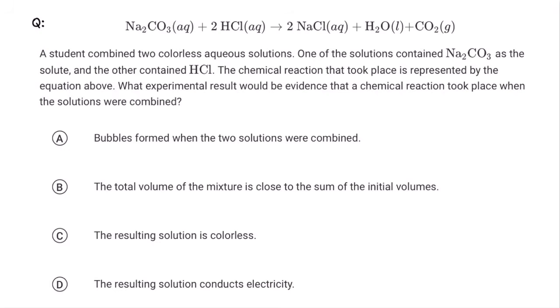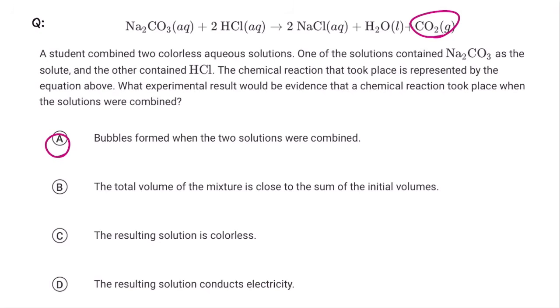What experimental result would be evidence that a chemical reaction took place when the solutes were combined? Usually chemical reactions are accompanied by formation of gases, light, or heat, so you can observe a couple of pieces of evidence for a chemical change. A, bubbles formed when the 2 solutions were combined. First off, bubbles are formed when there is production of gases. Well, carbon dioxide is produced as a gas, so it's possible that bubbles form.